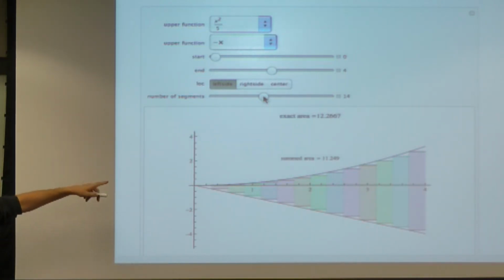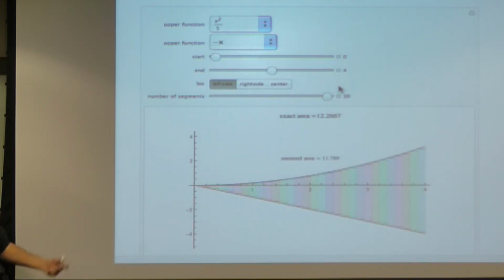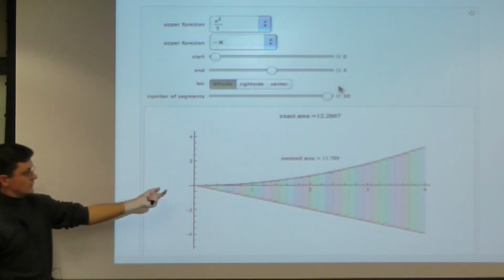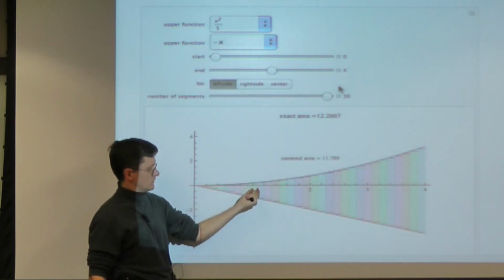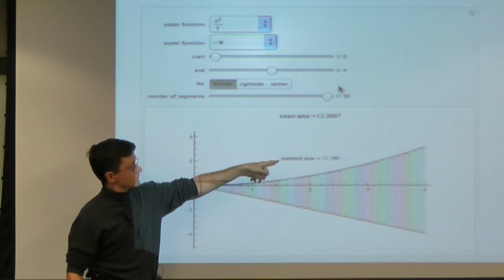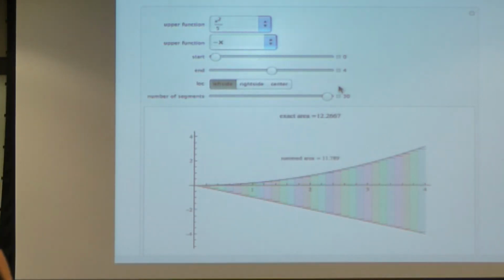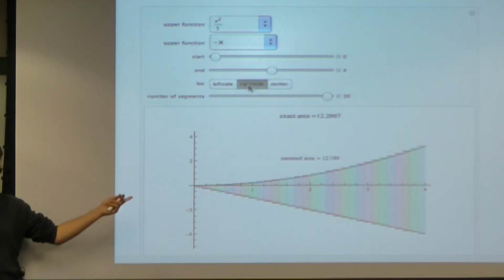And you see that to get to the number 12, you need many pieces, right? You need delta x to be very small. And having 30 little rectangles doesn't even get you close to 12. And then you have a choice of right side approximations and left side approximations. You can also play with that.